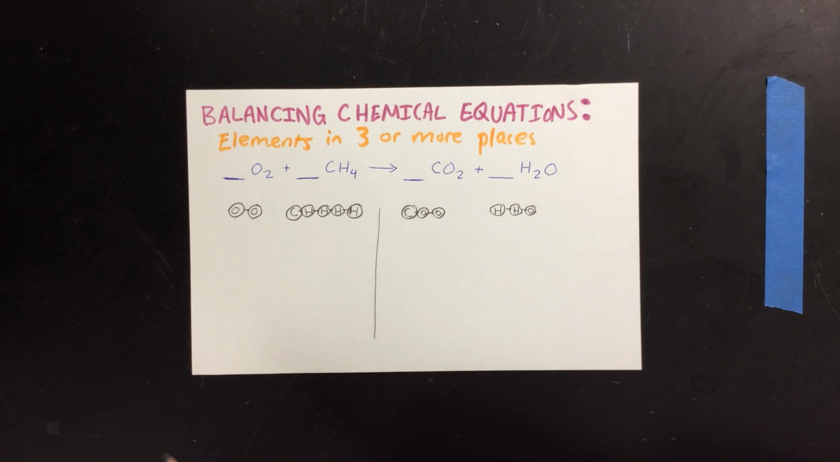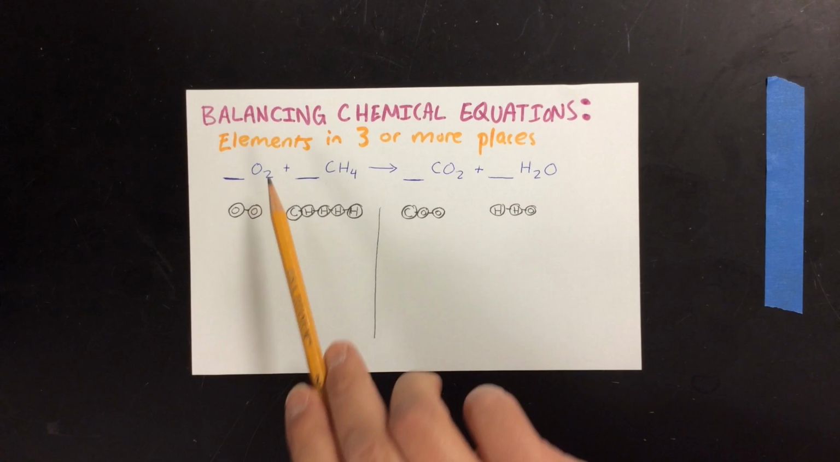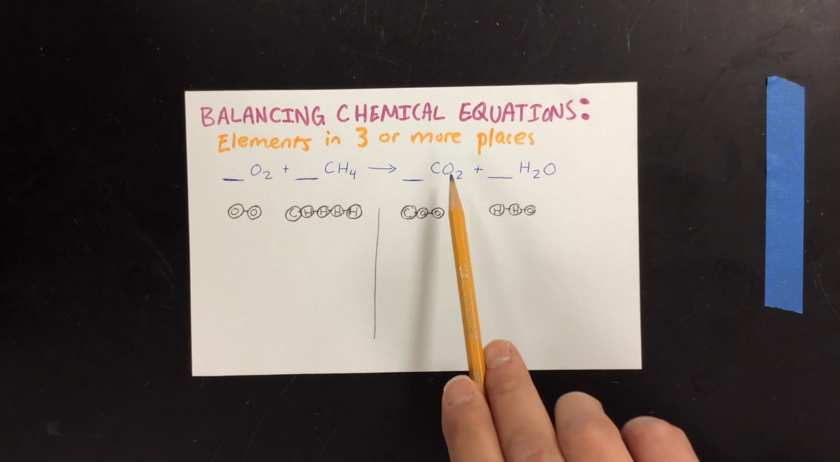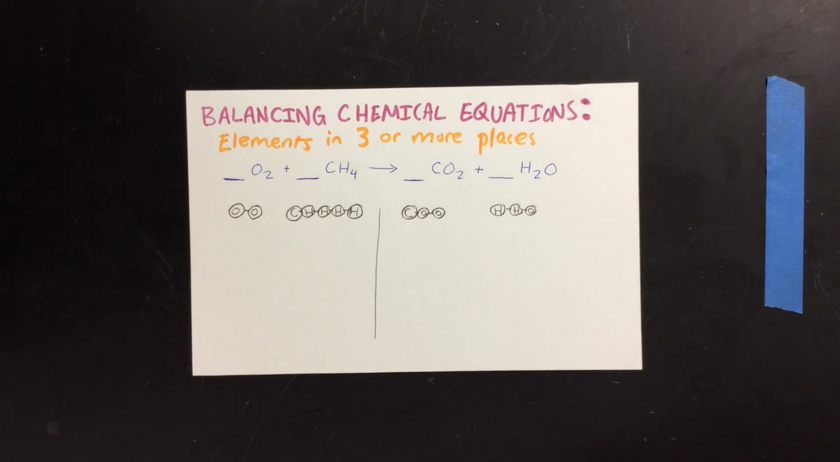But then sometimes you have elements in 3 places, like the oxygen. We have oxygen here, here, and here. When an element's in 3 places, it's much more challenging to figure out how to balance it because there are many different combinations that will work. So, the strategy I suggest when you encounter an element in 3 or more places is to save it for the end and do all the easier elements first.